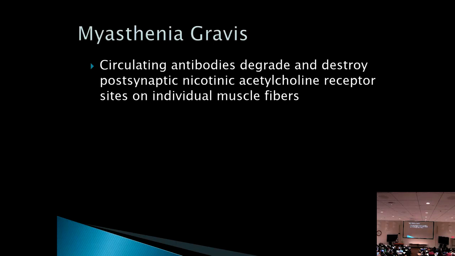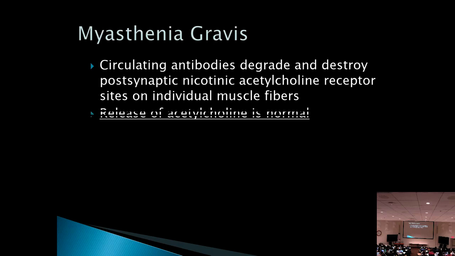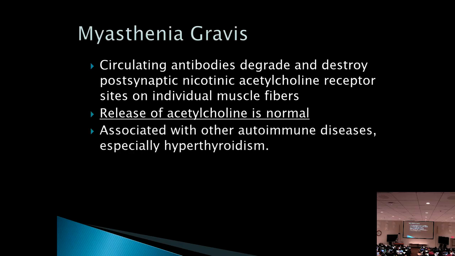Okay, so contrast Lambert-Eaton with myasthenia gravis. Again, postsynaptic, so there's no problem with release of acetylcholine in myasthenia gravis. Normal presynaptic release. Everything with the SNARE proteins and voltage channel is fine. So we just have antibodies against the nicotinic receptors. That's a key point to remember.